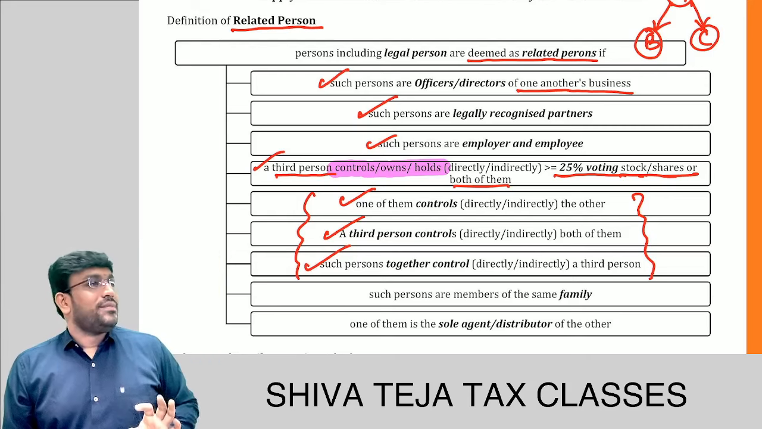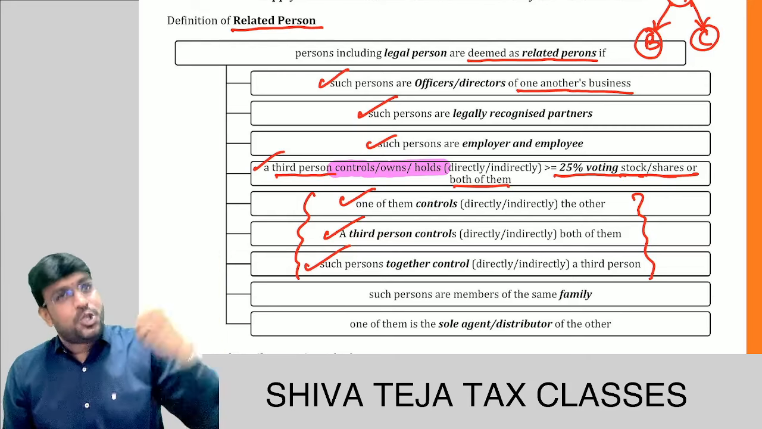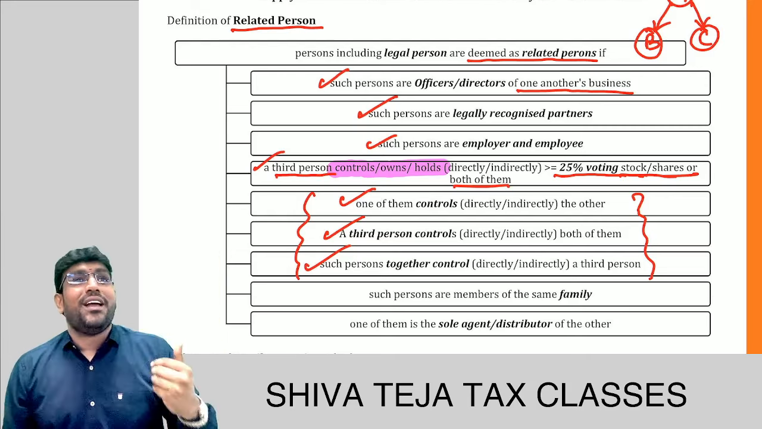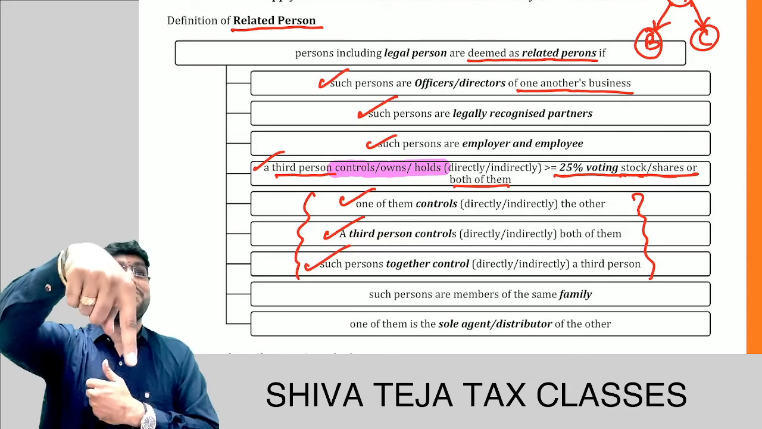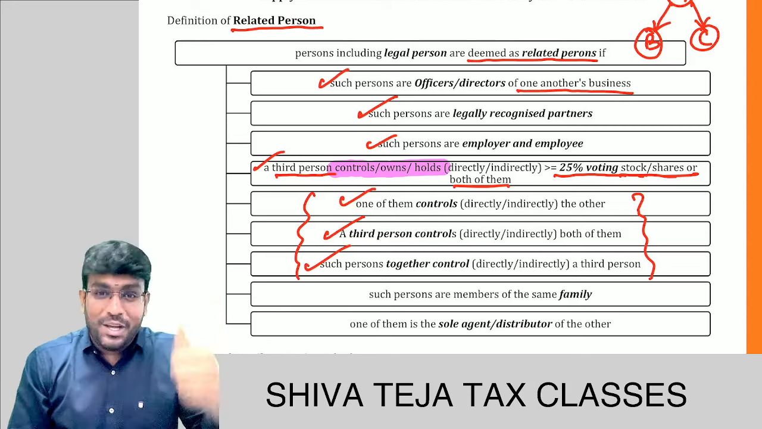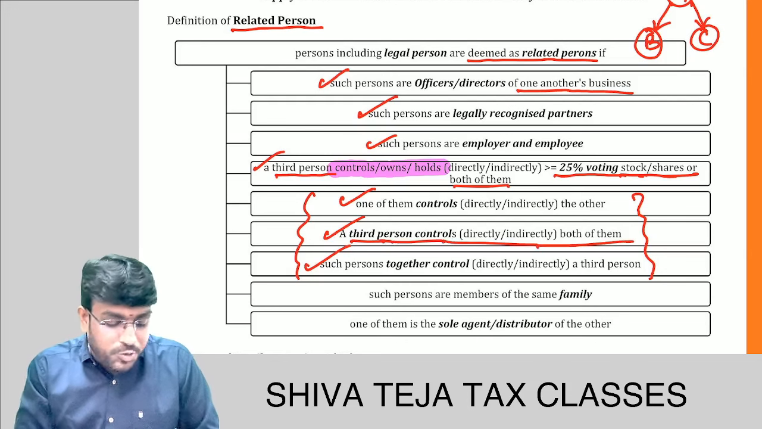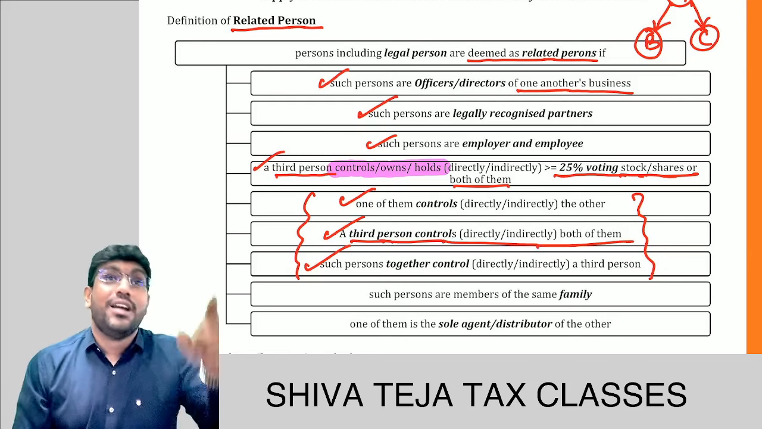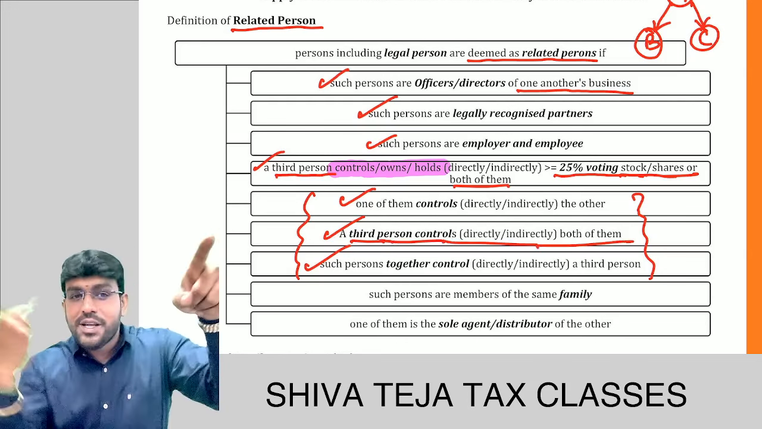Next point. Santosh is controlling Aditya and Shivateja. Then Aditya and Shivateja are regarded as related persons. Third situation. Aditya and Shivateja together are controlling Santosh. Second case, third case understood? Now read the second line once. Second point: a third person controls both of them. Understood? Next line: such persons together control a third person.